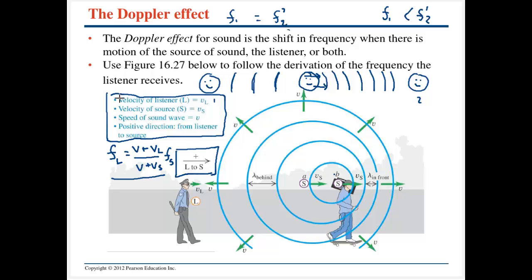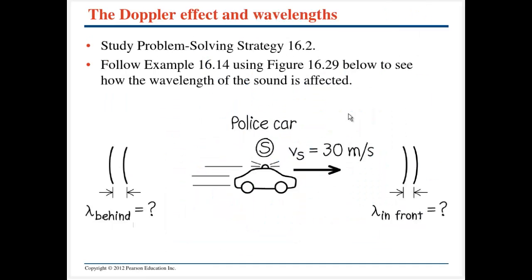Now, we can see that if the source is moving away from the listener, then we're going to have a much lower frequency, and vice versa. If we put our listener over here, then the frequency that they observe is going to be larger, keeping in mind again that positive is going to be defined from the listener to the source. So let's take a look at solving some problems using Doppler shifts.